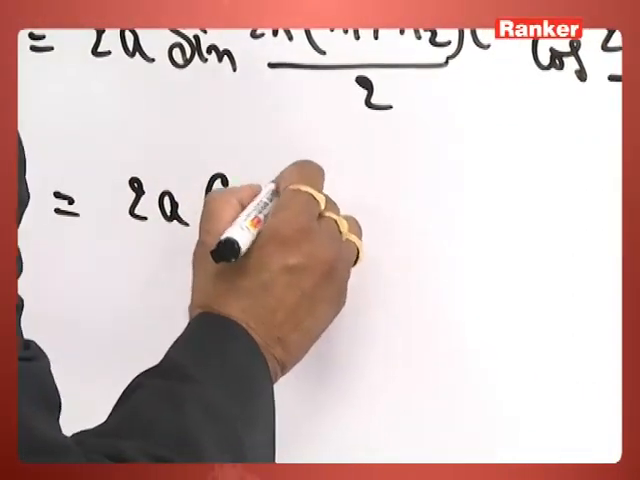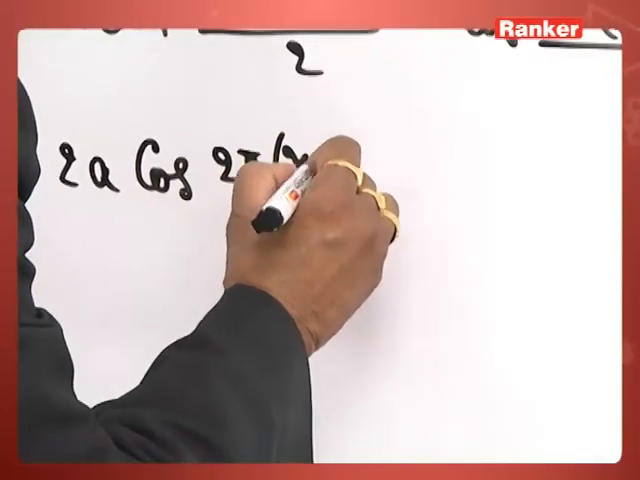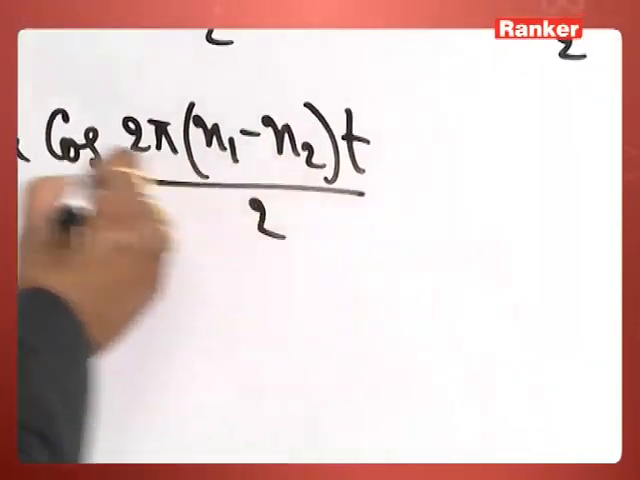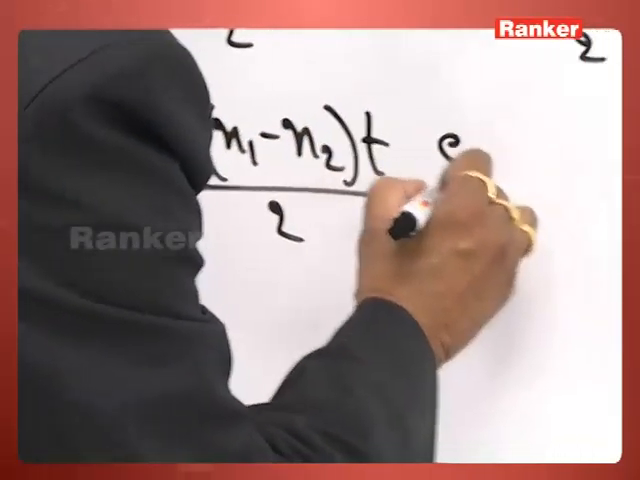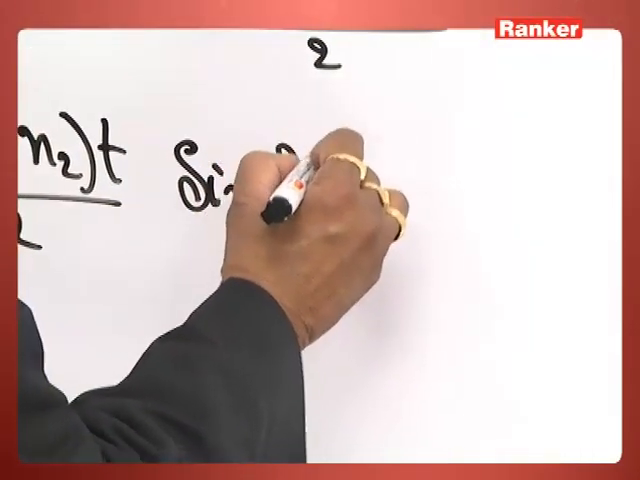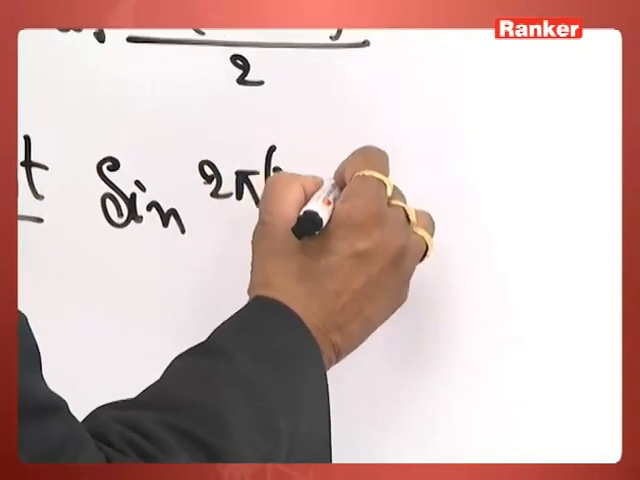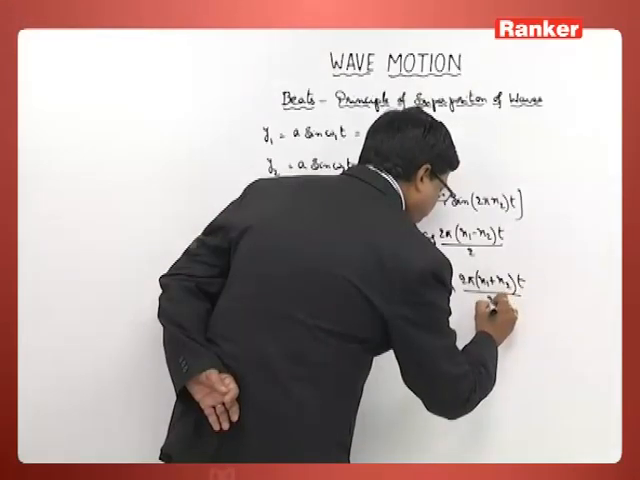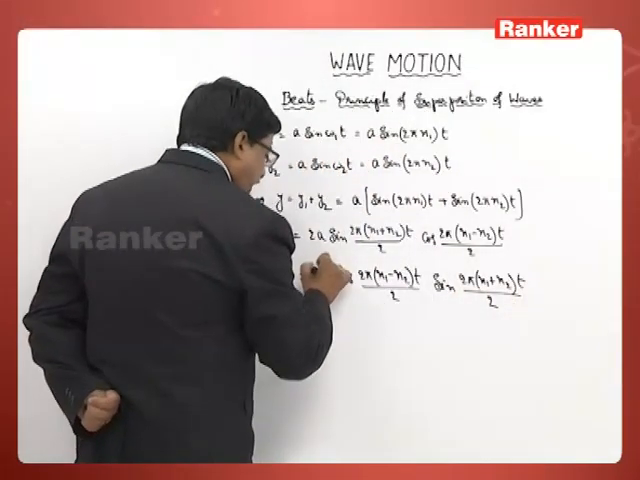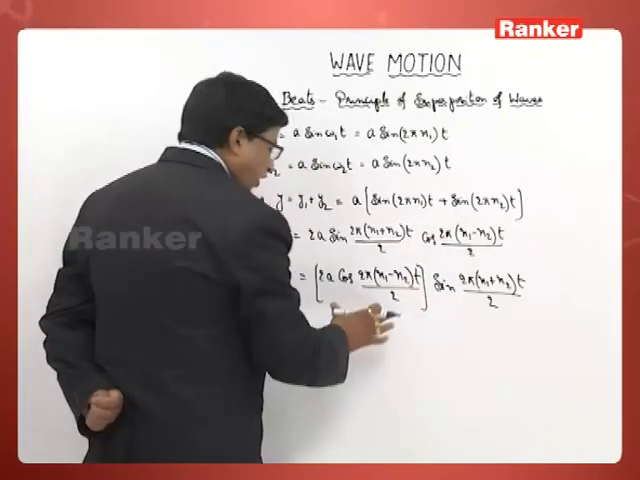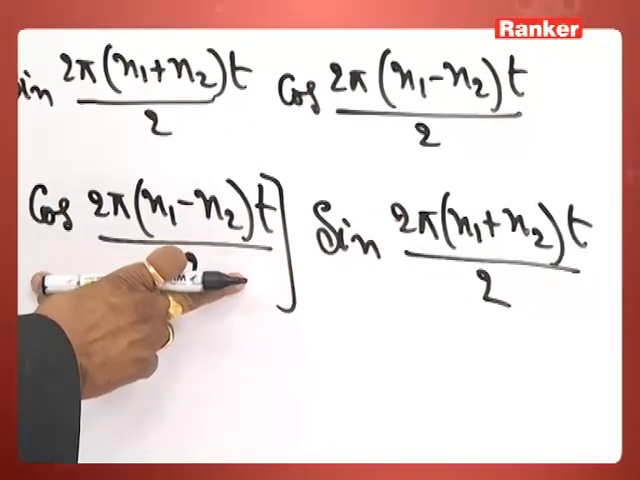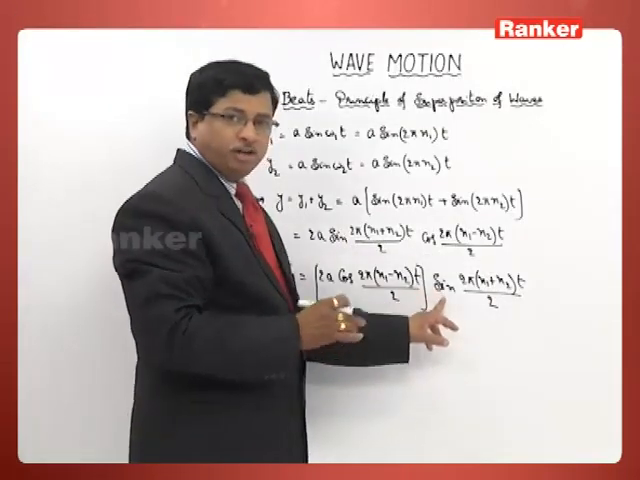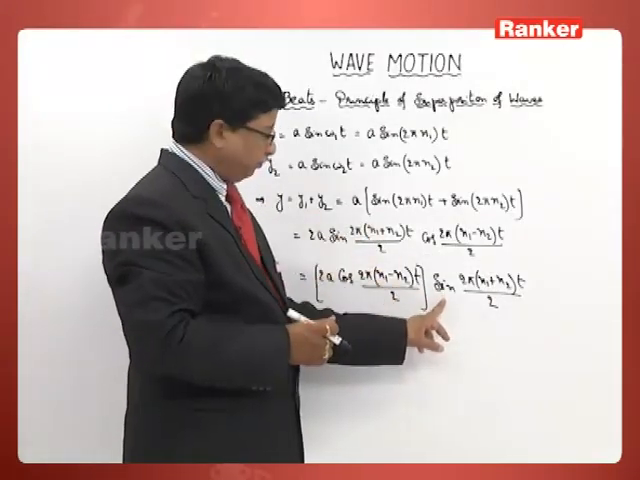cos 2 pi into n1 minus n2 into t by 2, sin 2 pi into n1 plus n2 into t by 2. So what we are writing here is, this total term represents the amplitude of the resultant wave. The function is as usual a sine function.